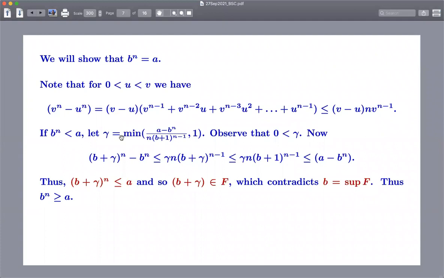Gamma is less than or equal to the minimum of these, so gamma is less than or equal to both of them. So in particular, gamma is less than the first term here, (a minus b^n) divided by (n b^(n minus 1)) plus 1. Oh, right. Yeah, I see.